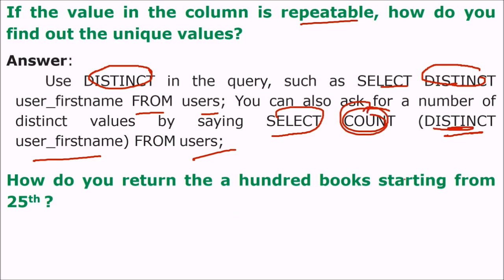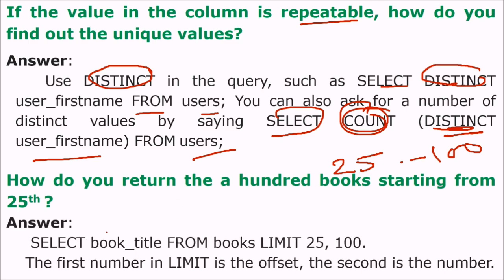How do you return the 100 books starting from the 25th? You want to access the 100. For that, we select book title from books and we give a limit of 25, 100. So the first number in the limit is the offset and the second number is the number of rows.